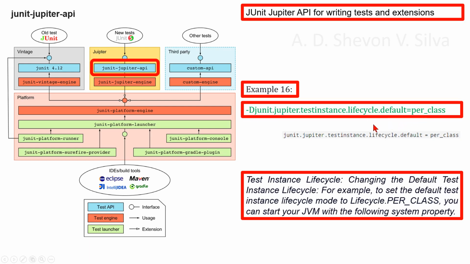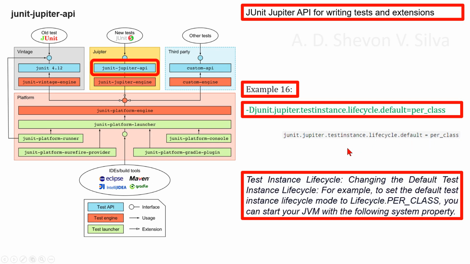Note, however, that setting the default test instance lifecycle mode via the JUnit platform configuration file is a more robust solution, since the configuration file can be checked into a version control system along with the project and can therefore be used within IDEs and your build software. To set the default test instance lifecycle mode to lifecycle per class via the JUnit platform configuration file, create a file named junit-platform.properties in the root of the class path, for example, source, then test, then resources, with the following content here.